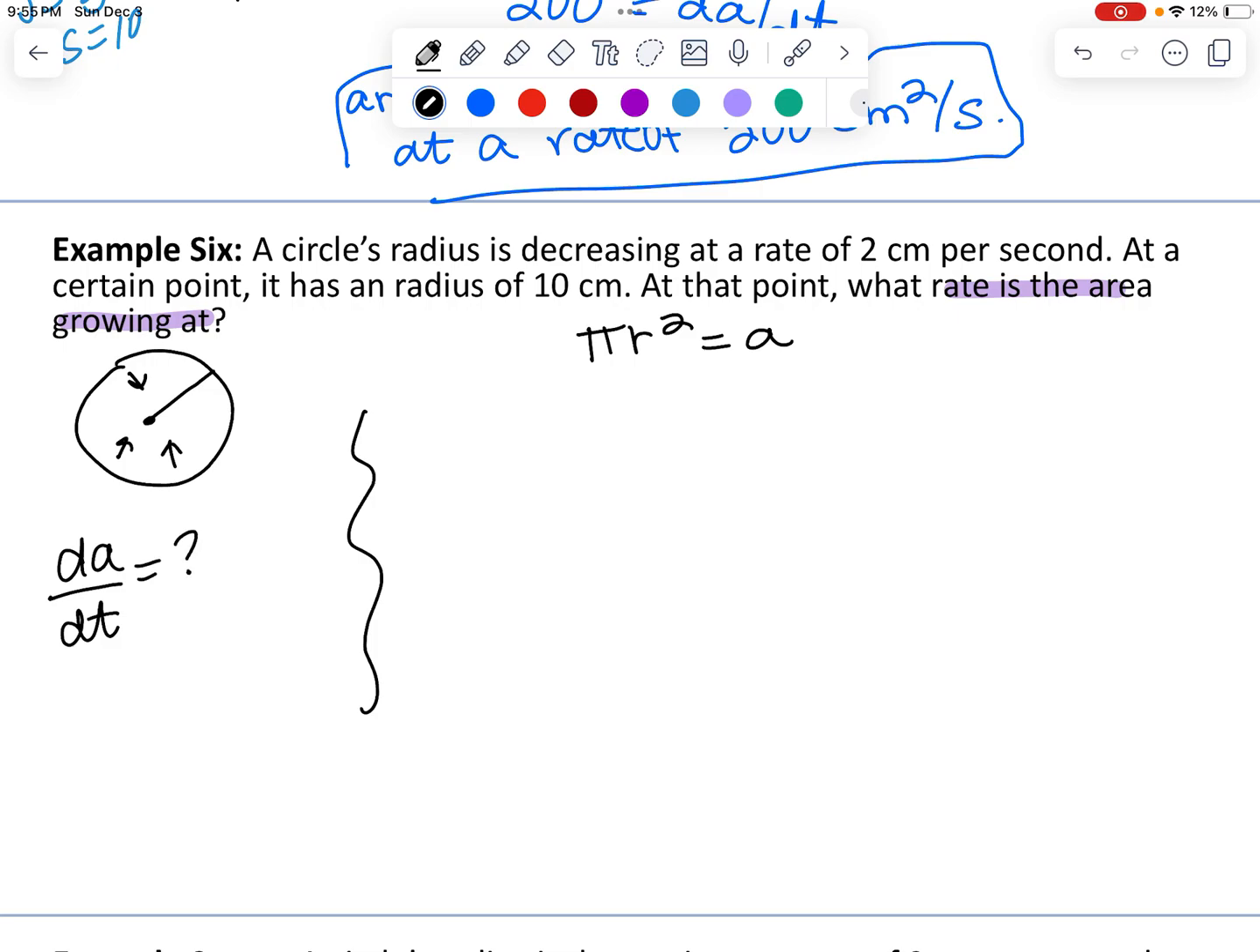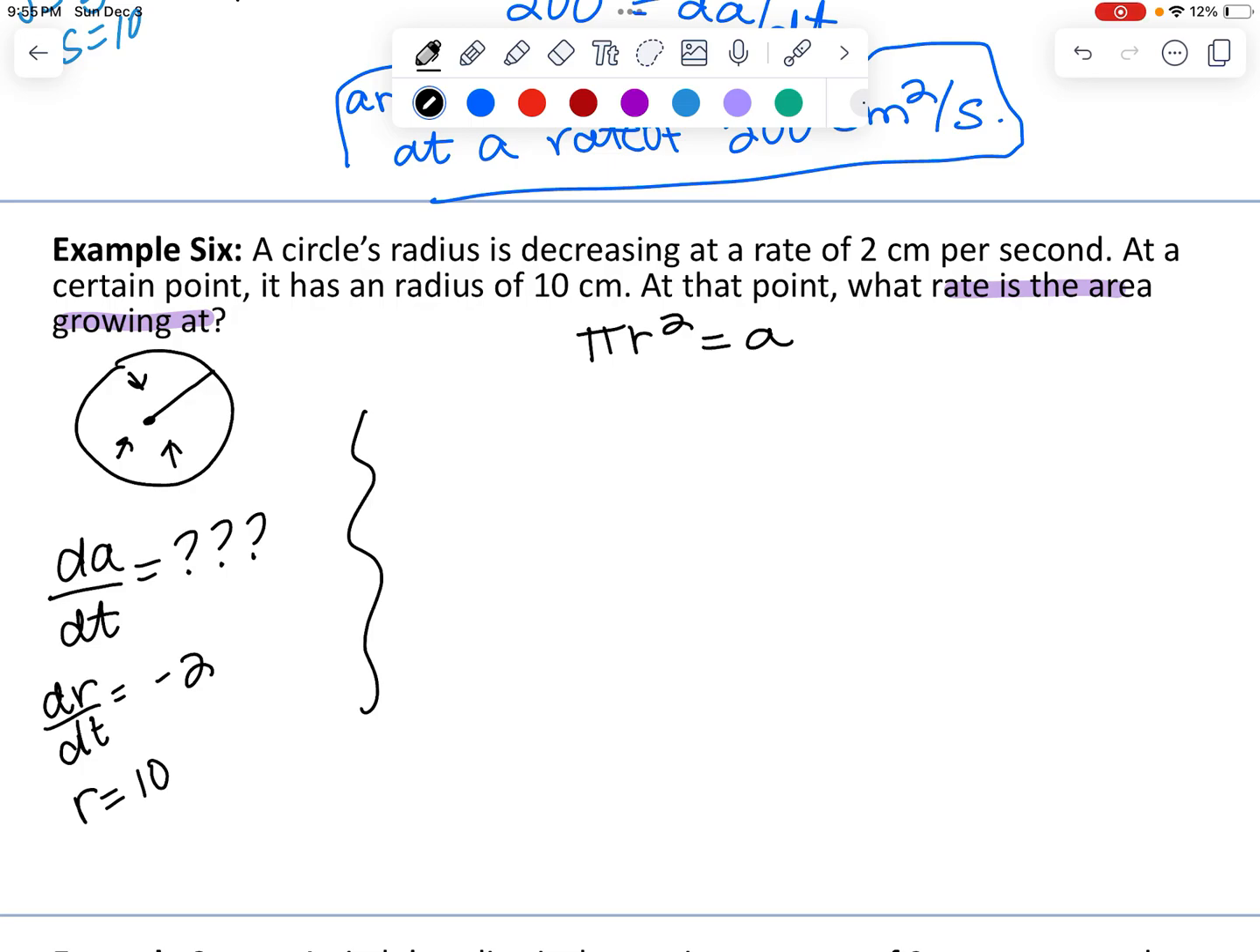So dA/dt is what I need, right? And this also says a circle's radius is decreasing. So we know that dr/dt, the change in the radius over time, is 2 centimeters per second, but it's actually going to be -2 because it says it's decreasing. And it says at a certain point, it has a radius of 10 centimeters, so we know that r is 10. We don't know the area, but we're going to take the derivative to see if we actually need the area. Last time it was really easy to figure out what the side length was, but it's not as easy to figure out what the area is here.